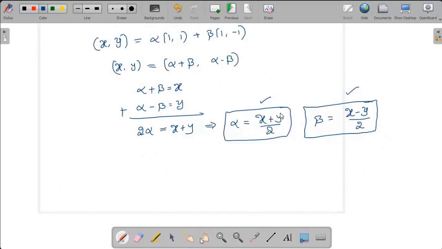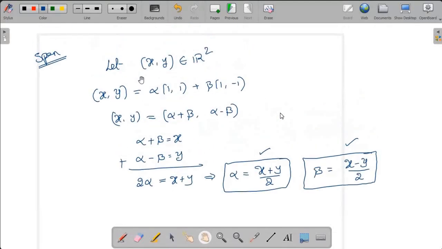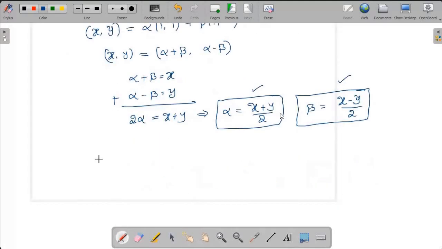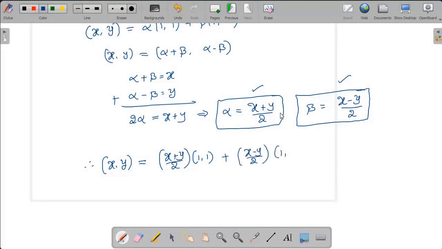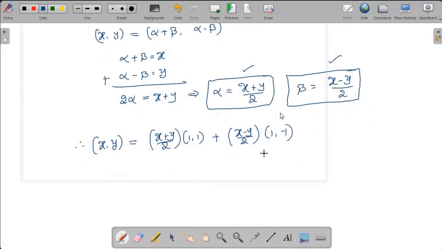Now we are able to find alpha comma beta, right? So it means we can express this x comma y as a linear combination of these two vectors. So let me write it here. Therefore, x comma y can be expressed as alpha, that is x plus y by 2, into 1 comma 1 plus beta, which is x minus y by 2, into 1 comma minus 1. That's it. We are able to express every element in R2 as a combination of these two. It means it spans the entire R2.